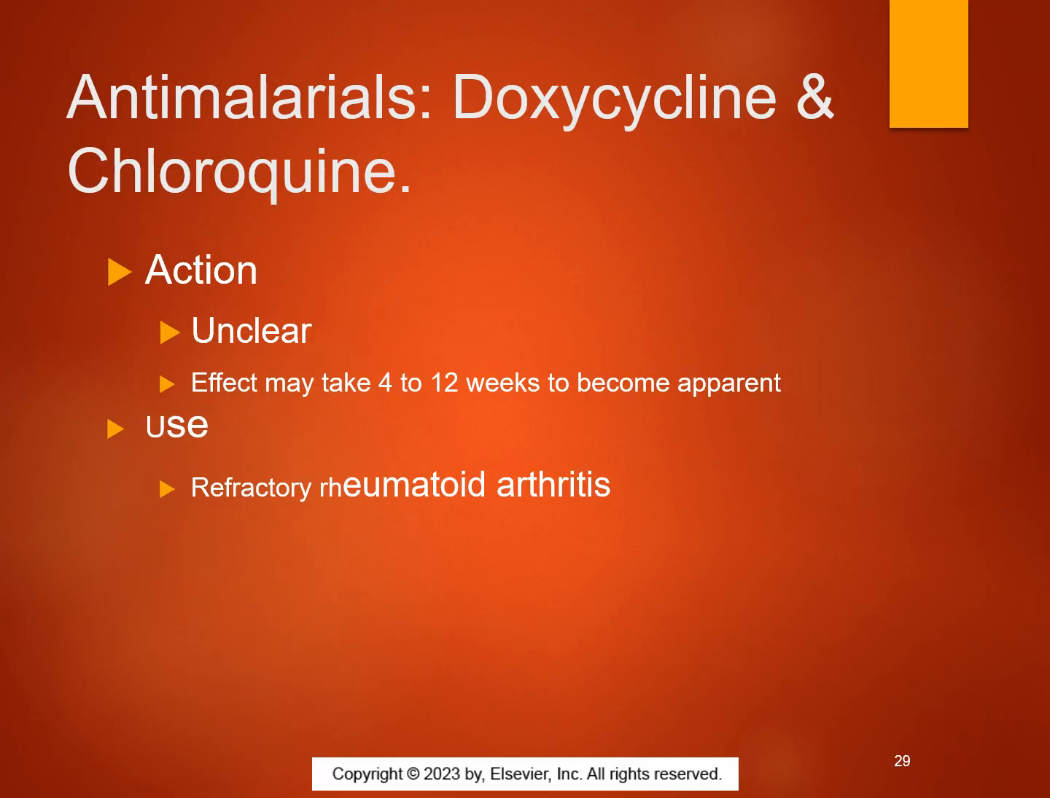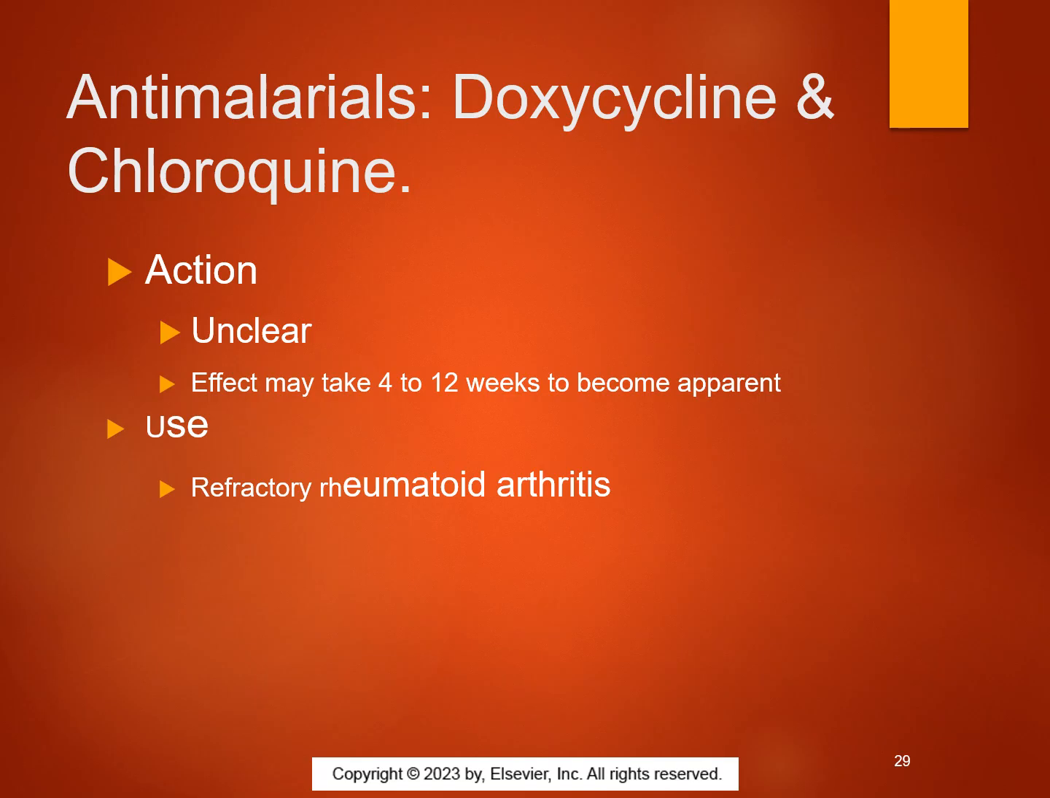Antimalarials. Some drugs originally used to treat malaria are also used to treat or control autoimmune diseases like rheumatoid arthritis and lupus, and we use them for refractory rheumatoid arthritis that helps with long-term disease control. And they do not work fast. They work steadily over time, so patients won't feel better right away. The effect takes about 4 to 12 weeks.